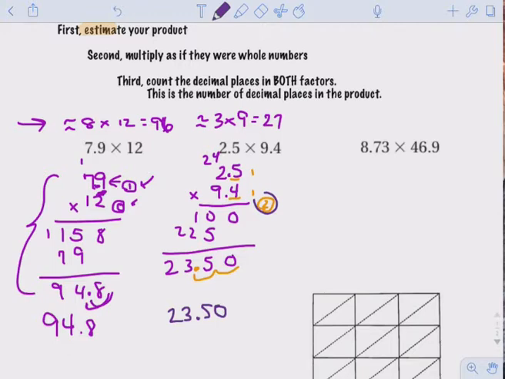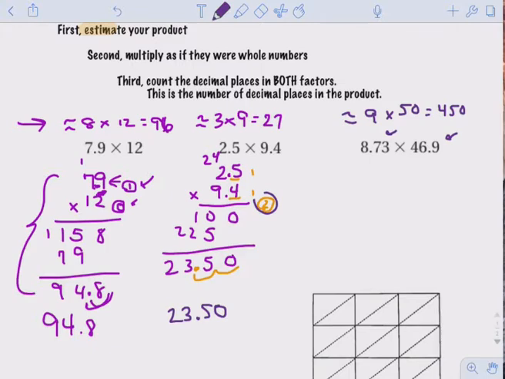8.73 times 46.9. Well, this is approximately equal to 9. And 46.9, we'll say it's closer to 50. And 9 times 50 is 450. So our answer should be in the neighborhood of 450. Now this is less than 50, and this is less than 9, so our answer should be less than 450, but it should be in that neighborhood.